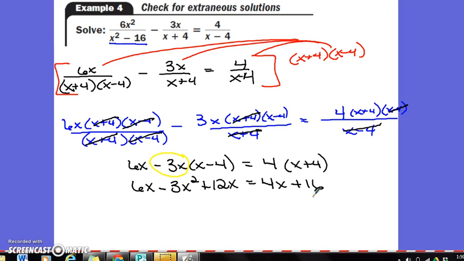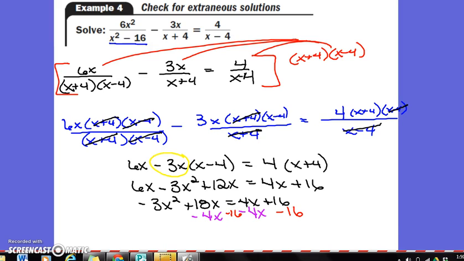Combining like terms, always, always, always. So negative 3x squared plus 18x equals 4x plus 16. We're going to subtract off the 4x, but we're also going to subtract off the 16.